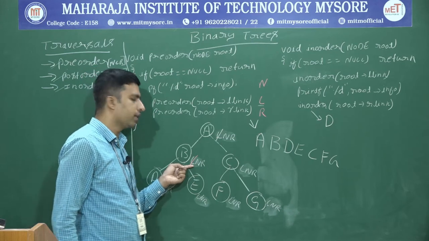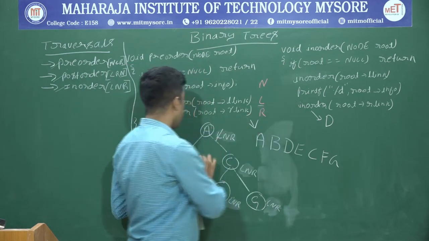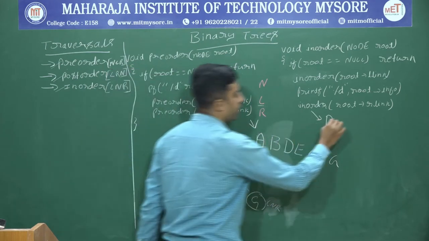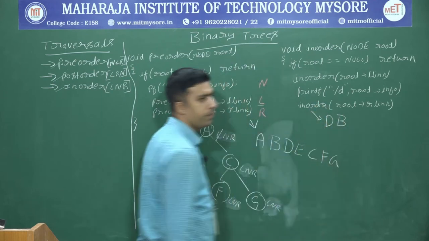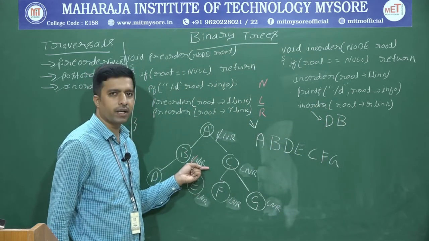Now it checks: B's left recursion is over. Control comes here and it prints the node, which is B. B is over. Next, it has the right function.